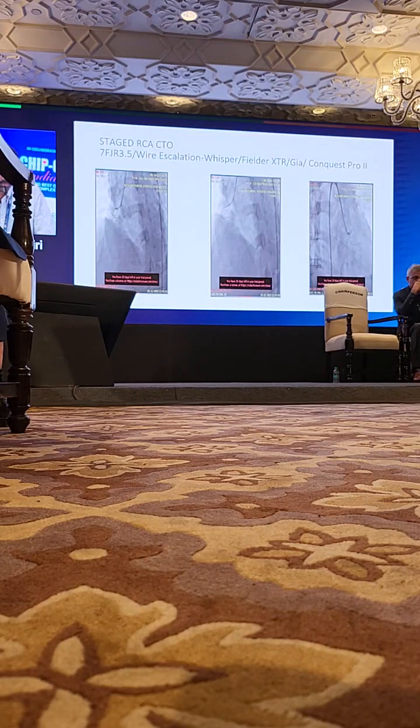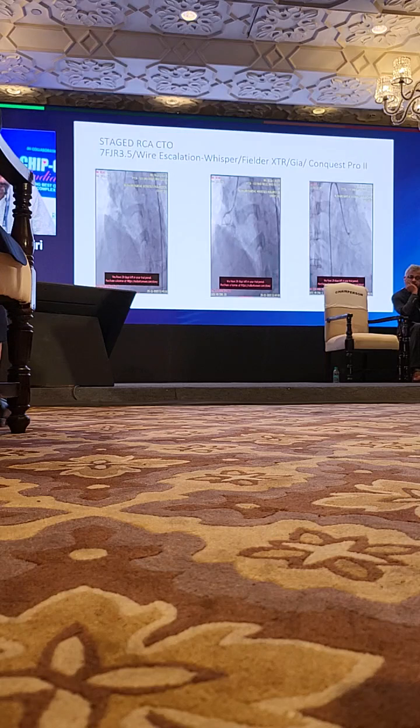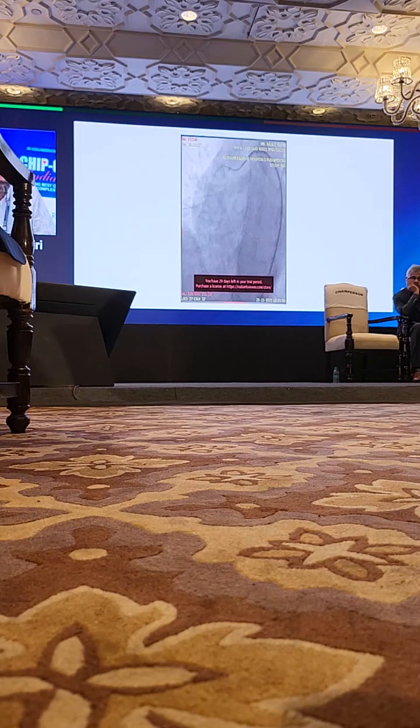Next, after 3 days, we planned the staged RCA CTO, where we took a Sound JR 3.5. Careful wire escalation was done, starting with Whisper, then XTR, then Gaia, but we were not able to cross the CTO lesion. So I parked the wire in the side branch. Then I took the Conquest Pro 12 with the Fine Cross for support. With a careful drilling technique, I was able to cross the CTO lesion, and after crossing, I was able to go easily into the RCA.